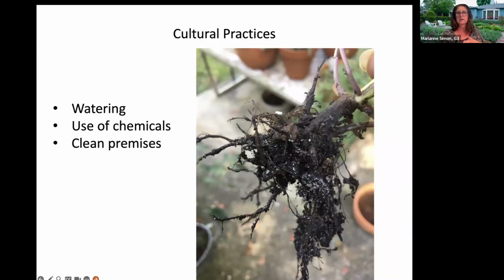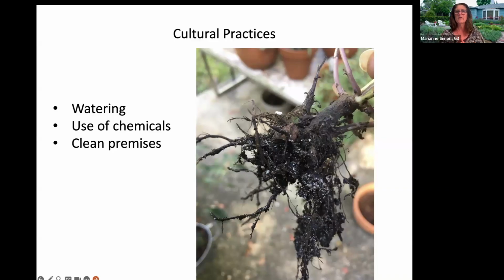Now, cultural practices. So what is it that you do in your landscape that could potentially be making things worse? So one of the number one problems is watering, and people assume it's underwatering, but it's actually overwatering. So we talked about that situation where you've got too much water in there, not enough oxygen, and you get this stuff in there that will rot the roots, that creates these microbes in there that will actually kill the plant.